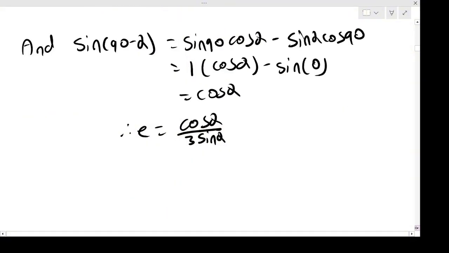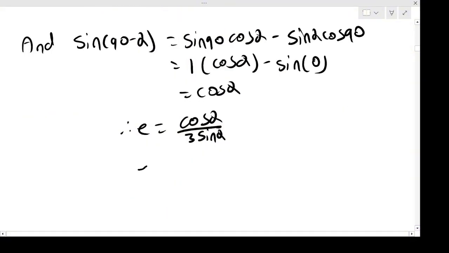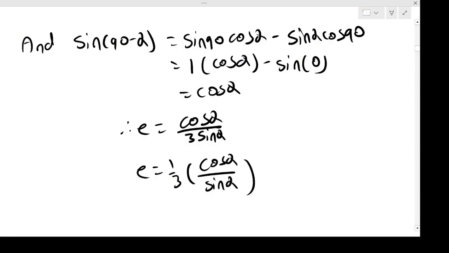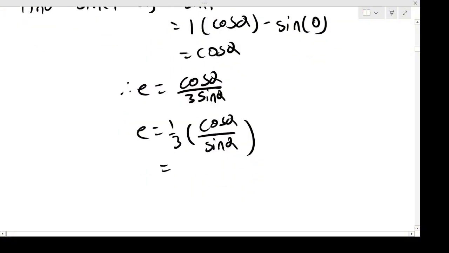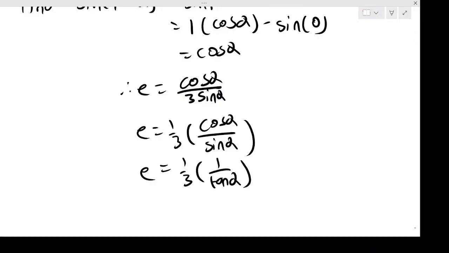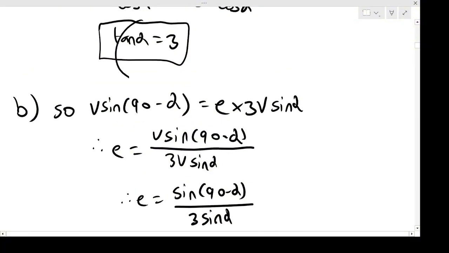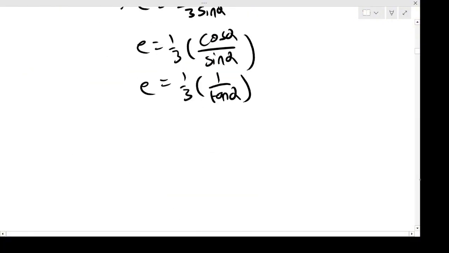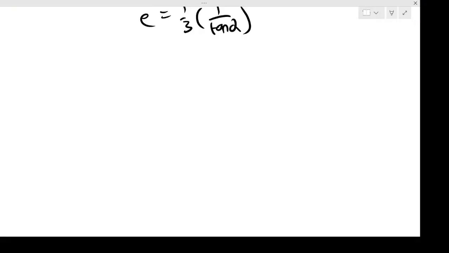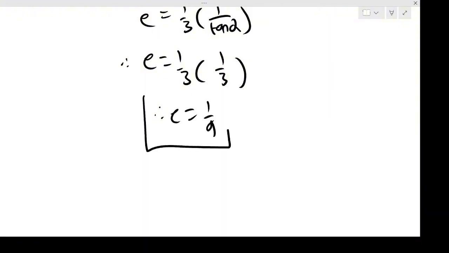Well, hang on a minute, isn't that just, if I factor the 3 out in the denominator, a third of cos over sine? And isn't that just the reciprocal of tan? Well, we know what tan alpha is, don't we? It's 3, right? So there we are. That's going to be a third of 1 over 3. So therefore E is a 9th, and there we are.